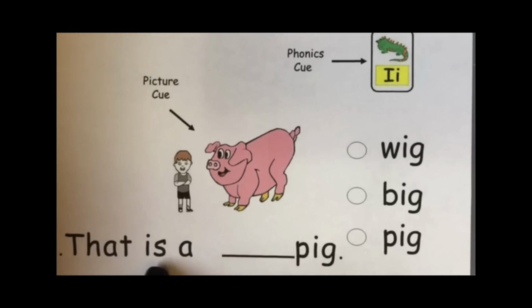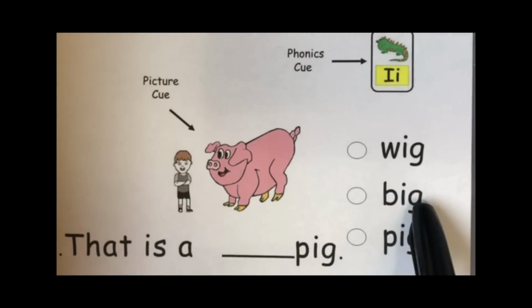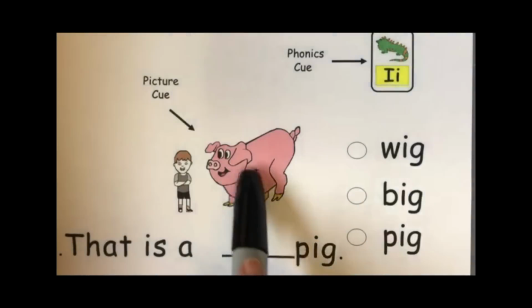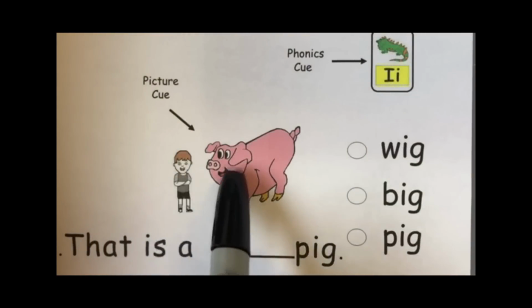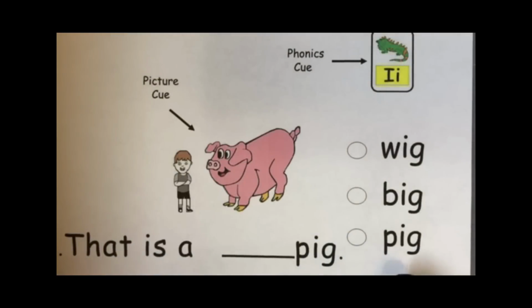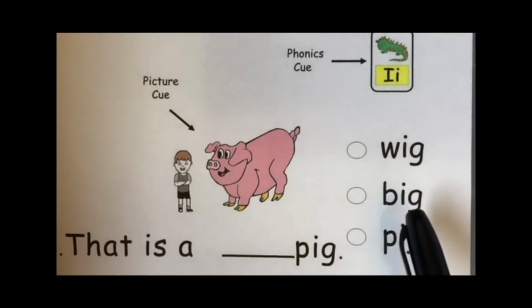That is a wig pig. Oh, that's silly, but that doesn't make sense. That is a big pig. Oh, it is a big pig and it's bigger than the boy. But let's just try the last one. That is a pig. No, that doesn't make sense. So have them point to the right answer, big.